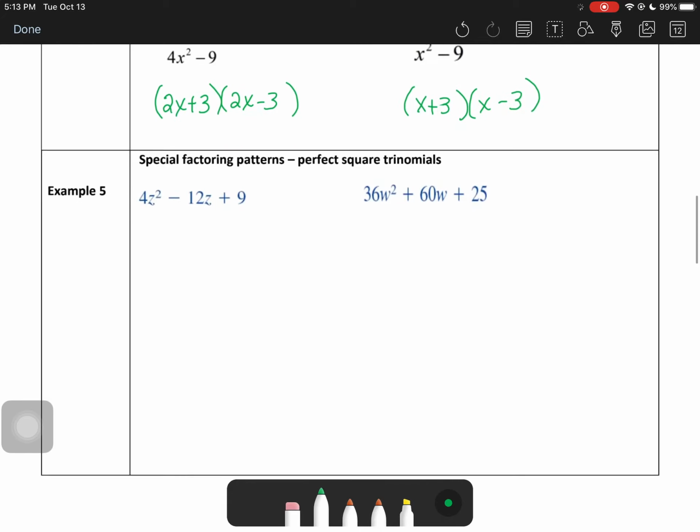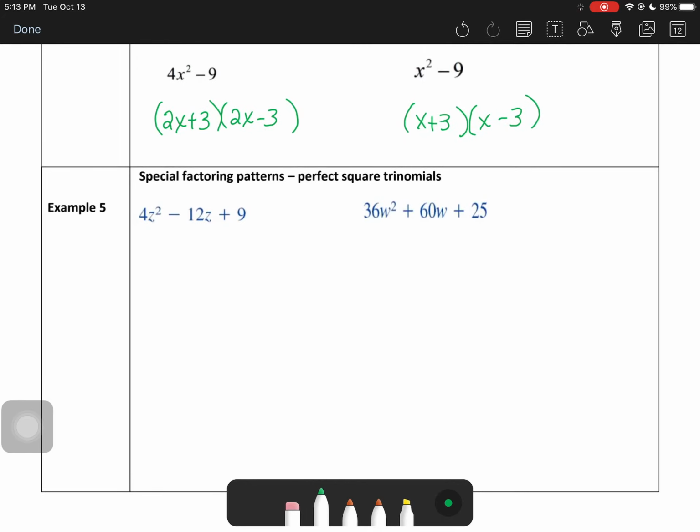In the next set of problems, we have a perfect square trinomial. Perfect square means that it's going to be the exact same binomial multiplied times each other. So what times what gives you 4z squared? So that's going to be 2z and 2z. What times what gives you 9? That would be 3 and 3.